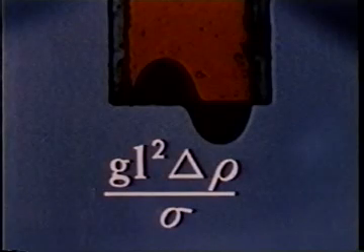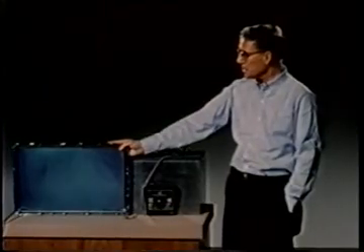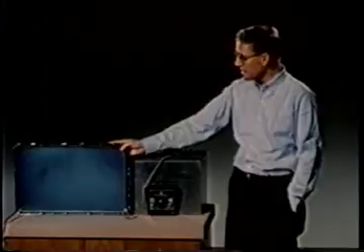A fluid heated from below may become unstable. This thin cell contains fluid and particles to make the motions visible, and a heating element at the bottom. As we turn on the heat, the fluid becomes unstable. The hot, buoyant fluid can get away before it loses heat and buoyancy to its surroundings.